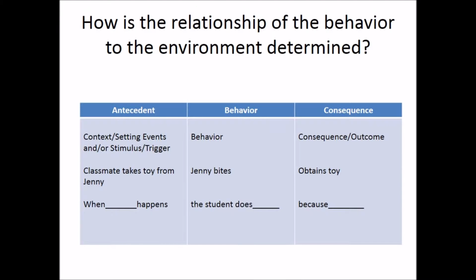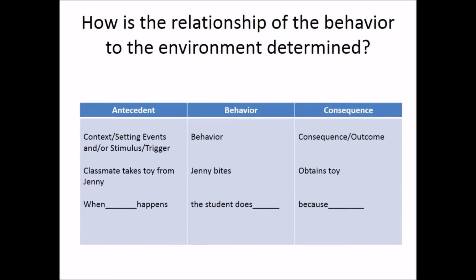Note on the slide that the antecedent can be divided into two areas, the setting event and the stimulus event. The setting event would include contextual issues like illness, medication, problems on the bus before school, home problems, and so on. The stimulus event is analogous to a trigger. It is the event that happens immediately prior to the behavior.